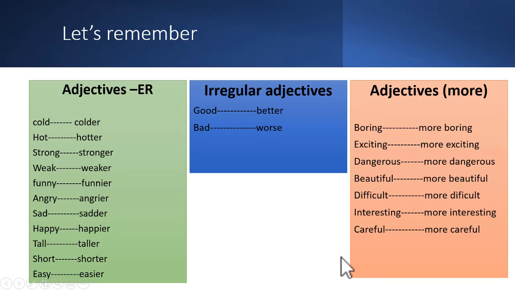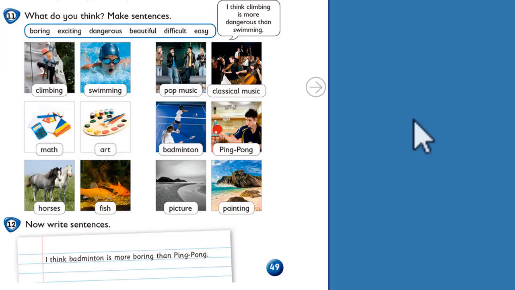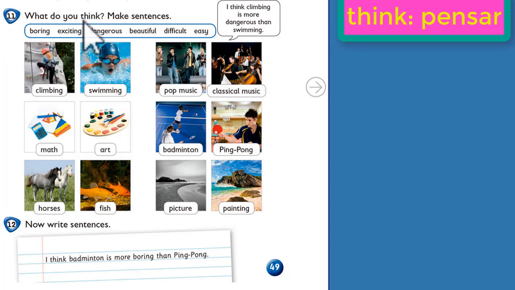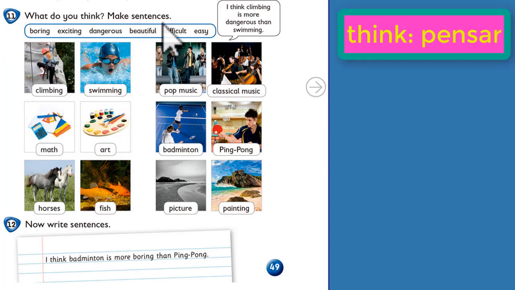Now, let's go to the exercise I want you to do. The exercise I want you to do is in the book. Page 49 of the student's book, please. Now, we're going to work on exercise 11. The instruction says, what do you think? Remember the meaning of think? Okay, and then you have to make sentences.